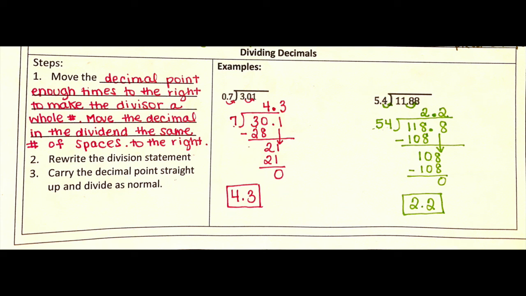54 can divide into 108, and it does so 2 times. And 54 times 2 is 108, which leaves me with a remainder of 0. So our quotient for this problem is 2 and 2/10. So in other words, what we can say is 5 and 4/10 divides into 11 and 88/100 2 and 2/10 times.